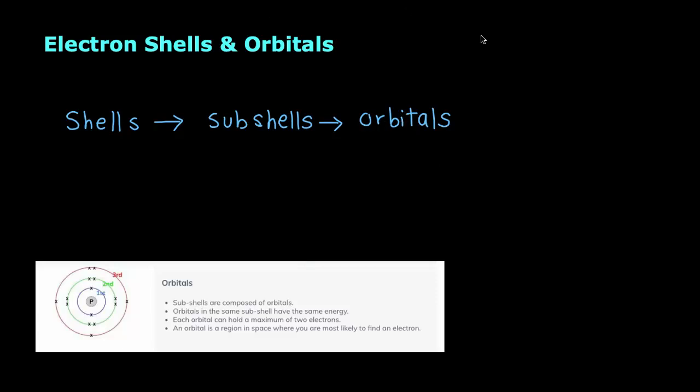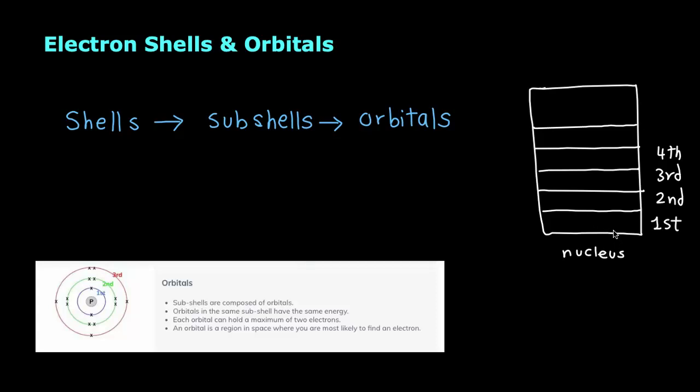So let's remember together. We have divided the layers around the nucleus into shells, and every shell was further divided into subshells, and every subshell is divided into orbitals. Different orbitals around the nucleus, as long as they are in the same subshell, have the same energy.